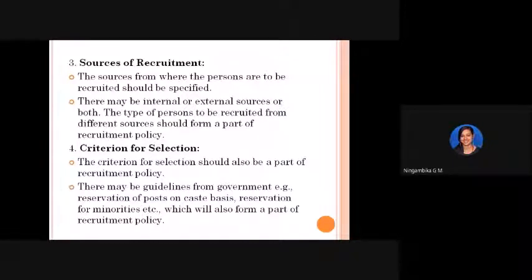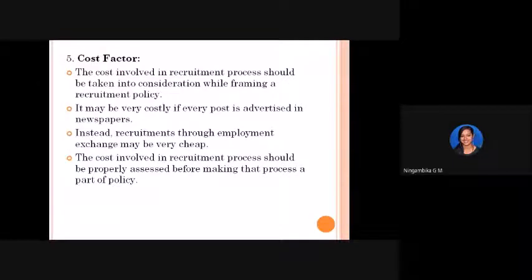Criterion for selection: even the selection process has some policies, and the criteria should be maintained in a proper way. There may be guidelines from the government, for example reservation of posts on a caste basis, or reservation for minorities, which also form part of a recruitment policy. The government has made norms that there should be reservation for particular posts. This basically happens in government sectors, and many MNCs may not follow this type of selection criteria.